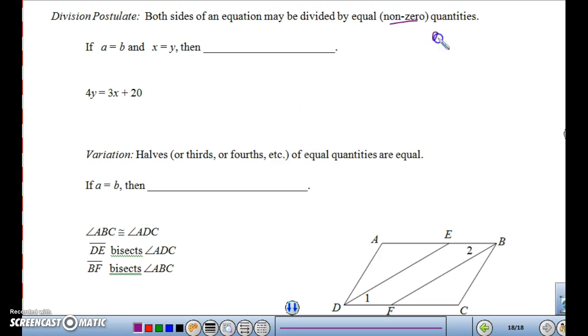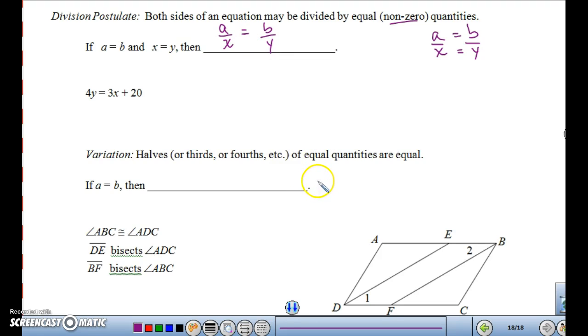So if you have a equals b, and you want to divide it by x equals y, then you end up with a over x is equal to b over y. You're taking an equal quantity and dividing it by an equal quantity, and their quotients are equal.